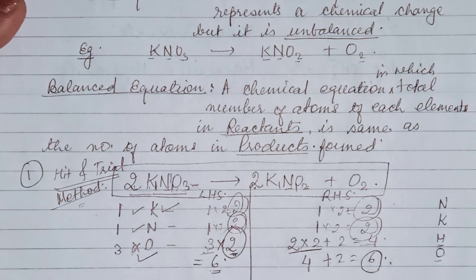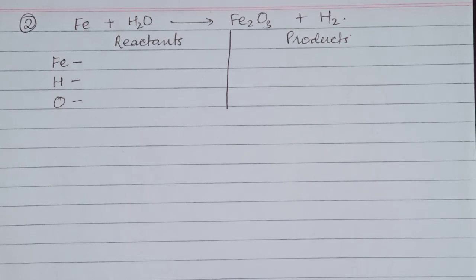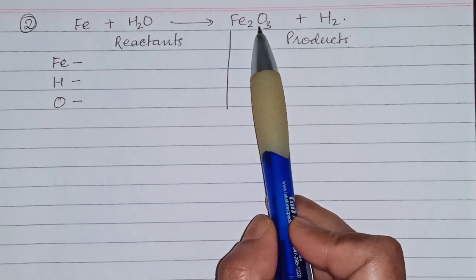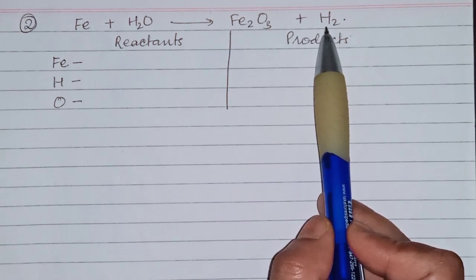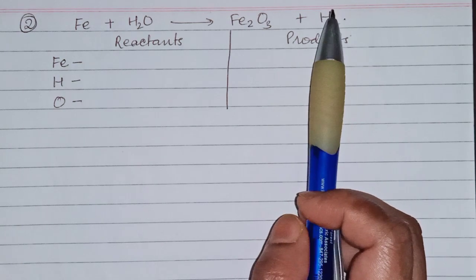It is clear. We will take one more example. Now see here, the next example is Fe plus H2O gives Fe2O3 plus H2. This is your skeleton equation.